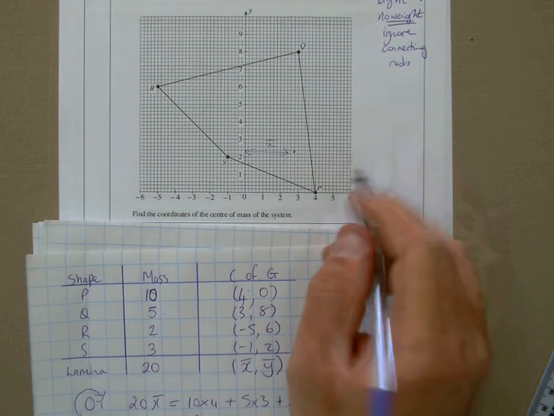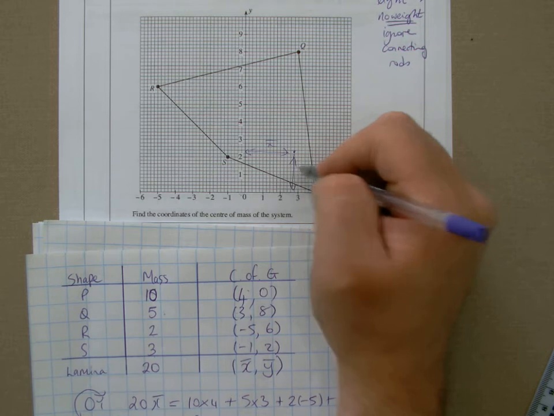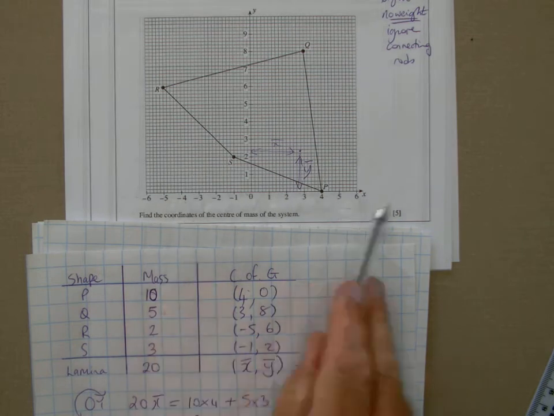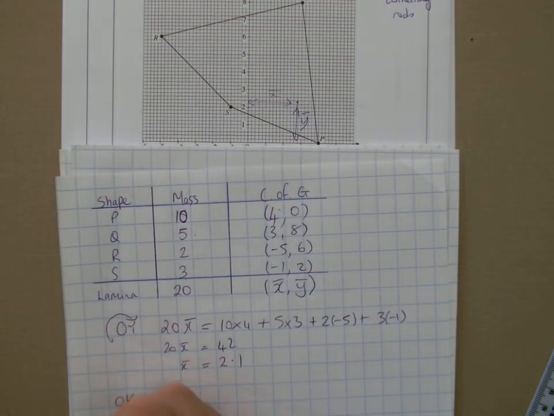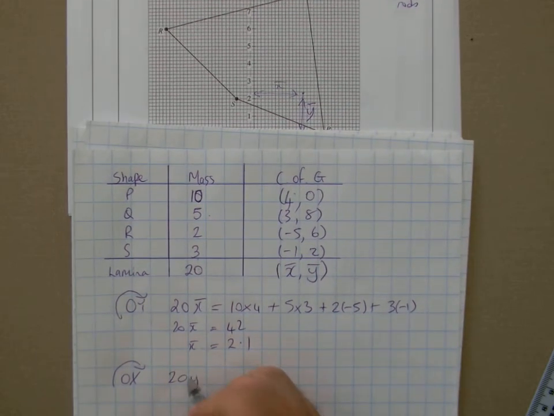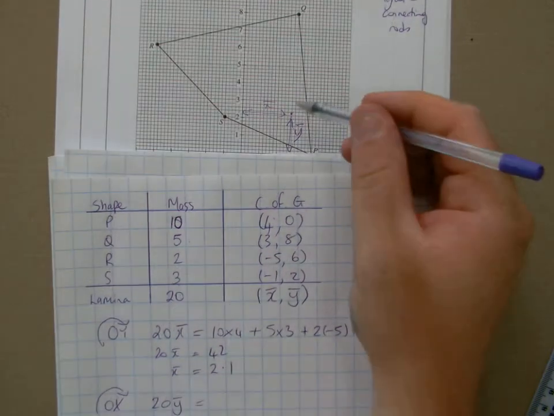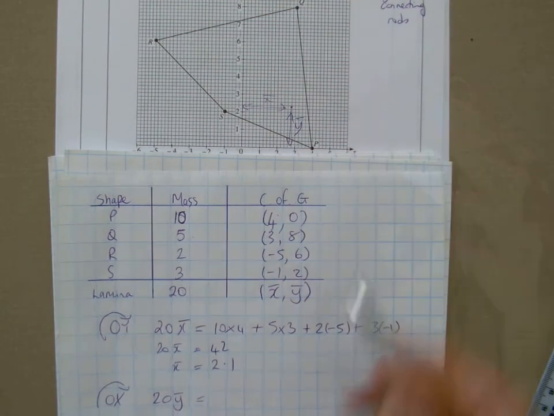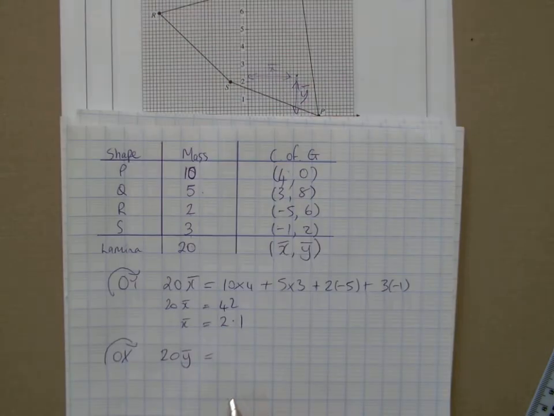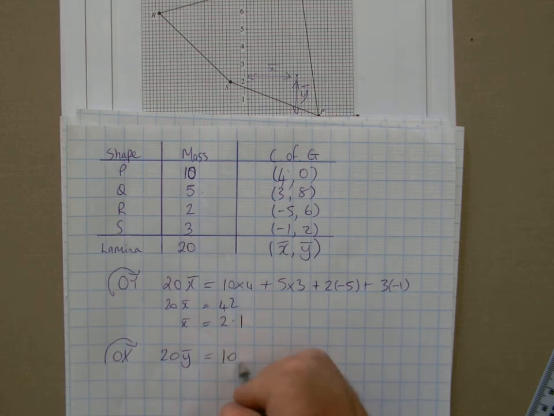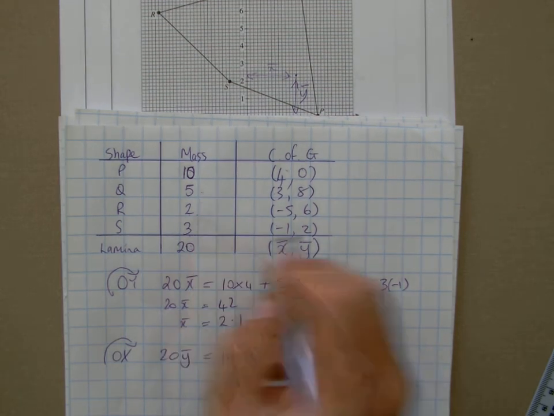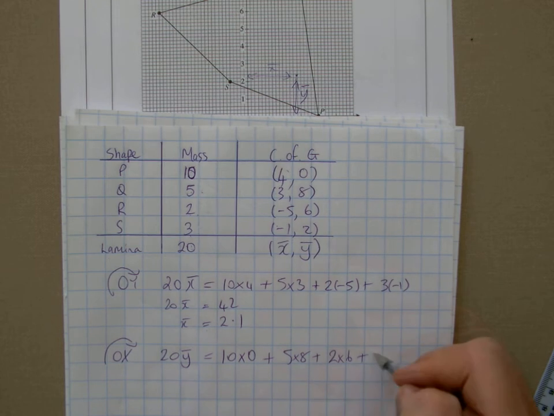My y bar is basically how far I am from the x-axis. So I'm going to take moments now about OX. I take the overall lamina 20 and multiply it by the y distance from the x-axis. Remember, it's the weight times the distance from the axis we're taking it about. So we're taking it about the x-axis, so it'll be the distance there, which is y bar. Then you do each mass: 10 times 0 is 0, so it's got no effect. Then 5 times 8 plus 2 times 6 plus 3 times 2.